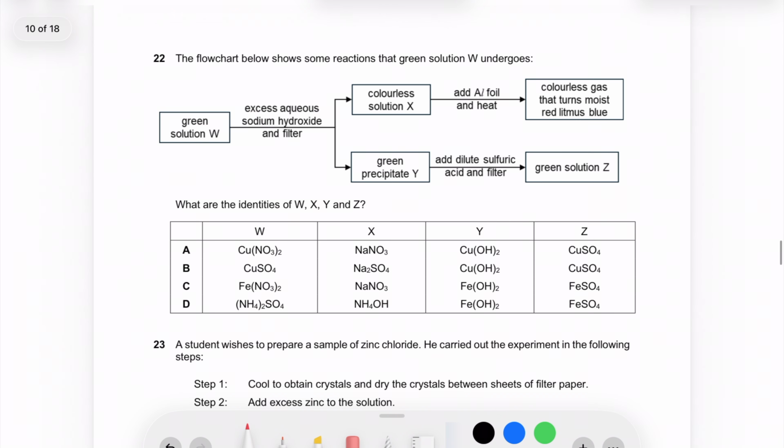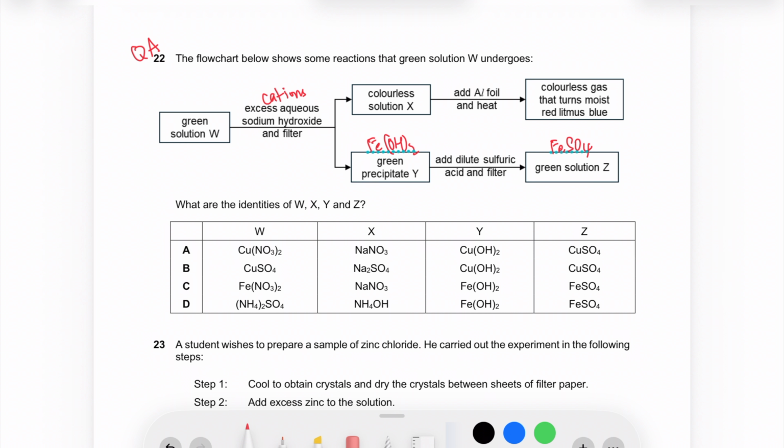Question 22. This looks like a qualitative analysis question. You have the green solution W. When you add sodium hydroxide, to test for your cations, you have a green precipitate. This green precipitate most likely will be iron 2 hydroxide. Then add sulfuric acid, and you have a green solution. This green solution will be iron 2 sulfate.